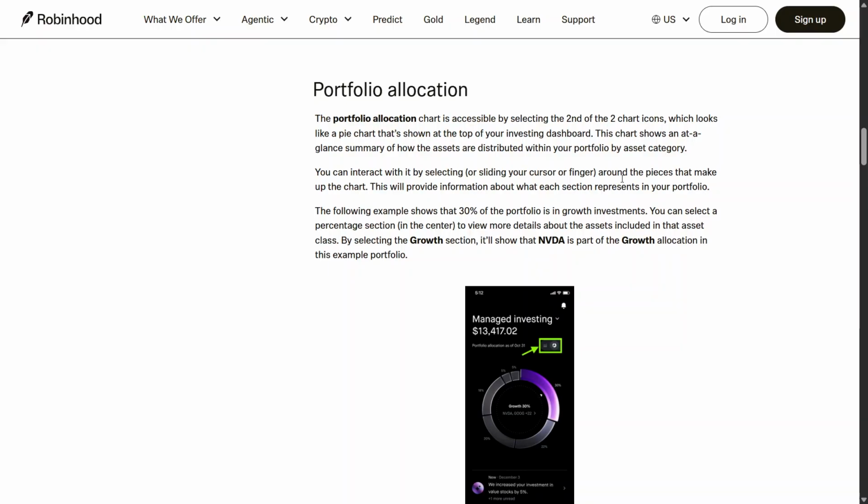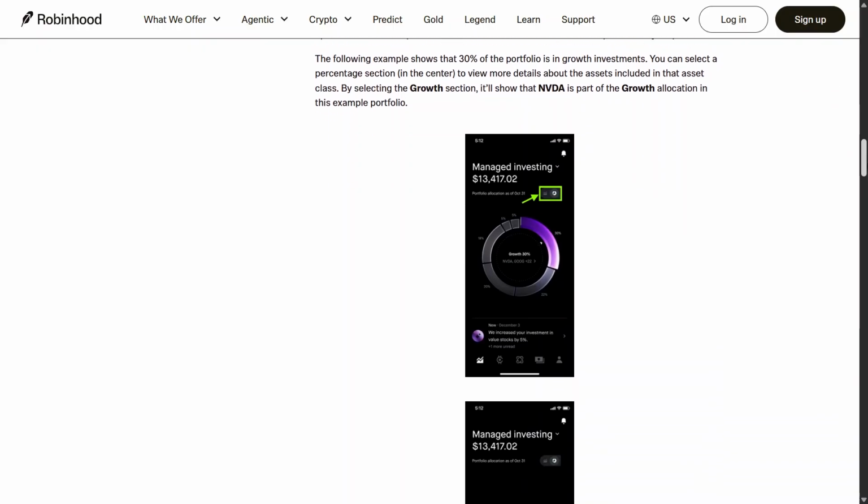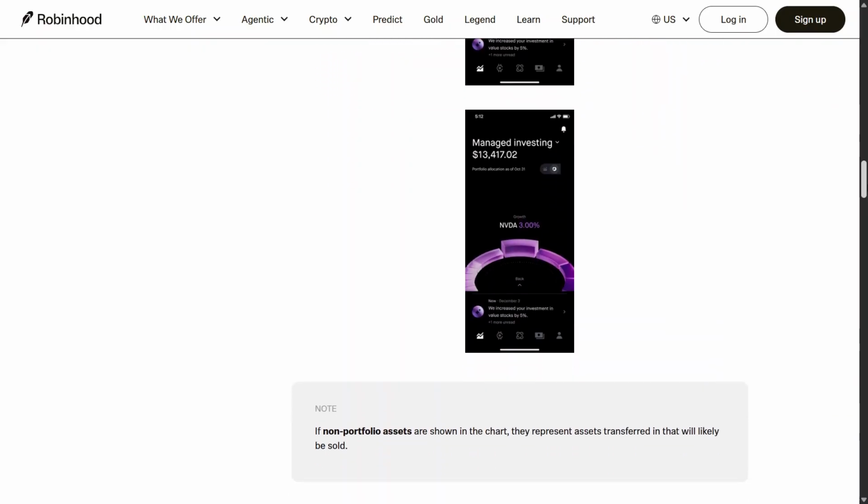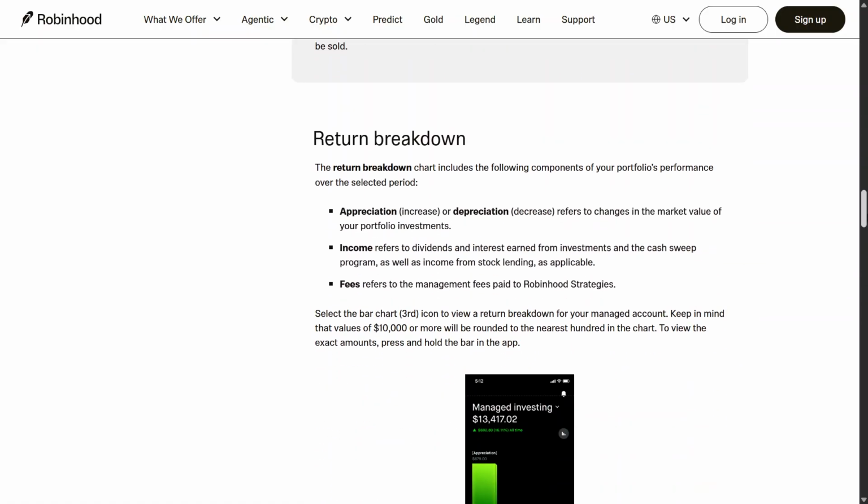Keep in mind that the pie chart updates automatically as you buy, sell, or rebalance investments in your portfolio. Reviewing your portfolio allocation regularly can help you understand how your investments are distributed and whether they match your financial goals.